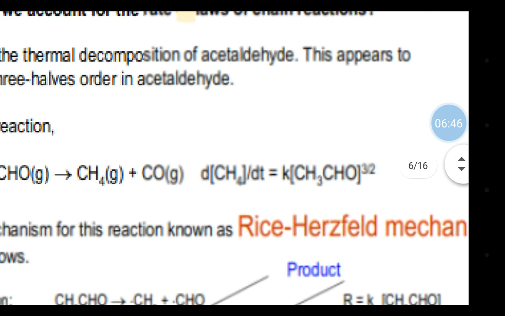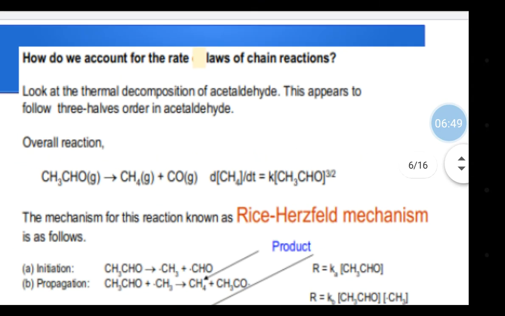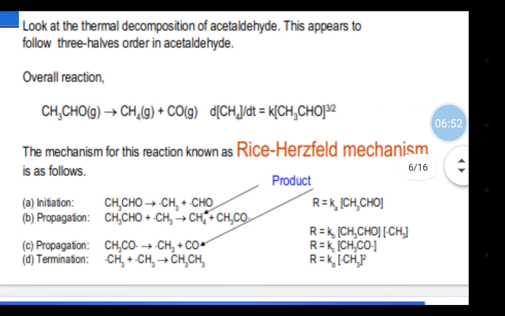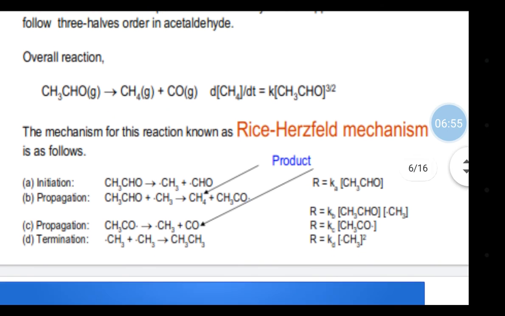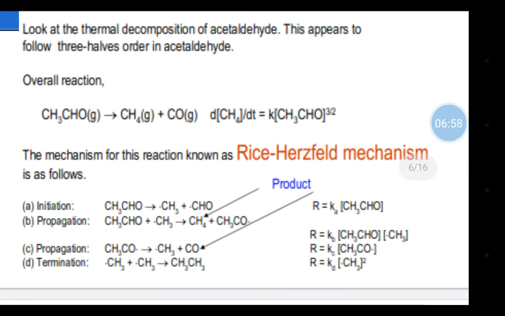And the mechanism for this reaction, known as the Rice-Herzfeld mechanism, is the most accepted mechanism which explains this observed rate law very well. That mechanism, which involves four steps, is given here. The four steps are: first one, initiation step, then two propagation steps, and a termination step. The rates for each of these elementary steps are also given here. You may take down your notebook and write the lecture notes.